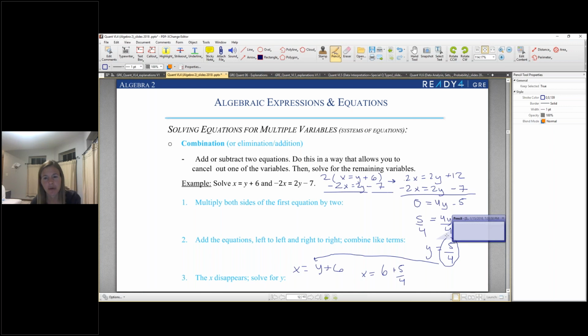I think that makes this look like a more off-putting method than it really is. It can be really clean to do a problem like this where you just stack them up, add, and a variable disappears. Okay, so those are your two options. When you've got a system of equations, in other words, you have to solve for more than one variable at a time, either an x and a y or an x, y, and a z, you can use substitution or you can use elimination.